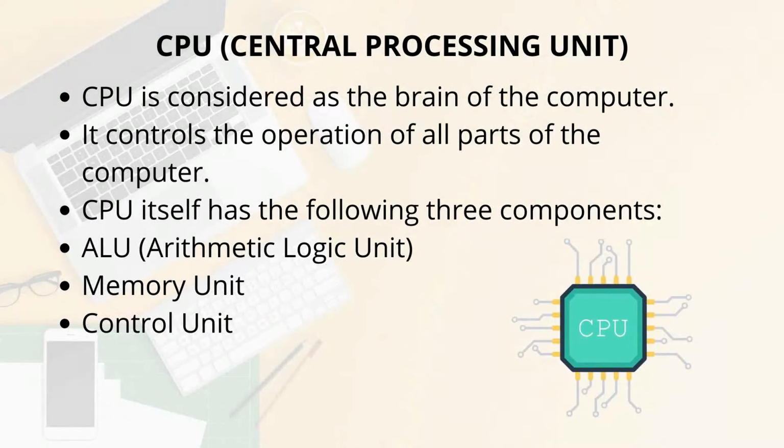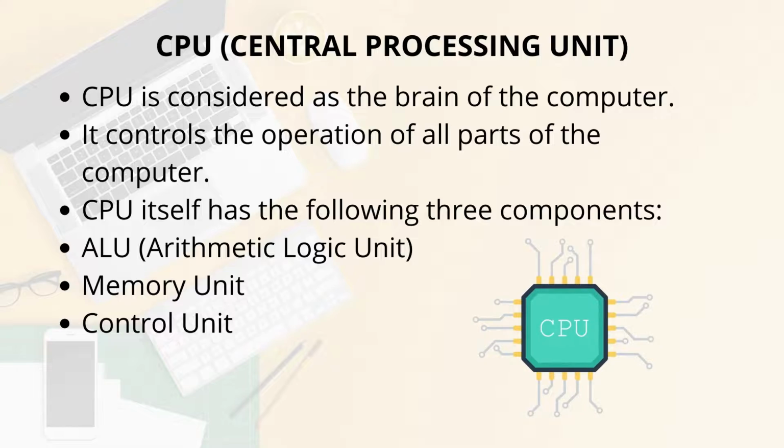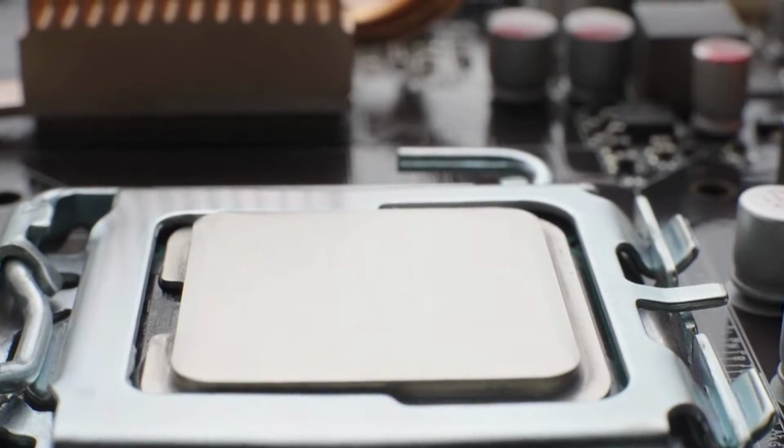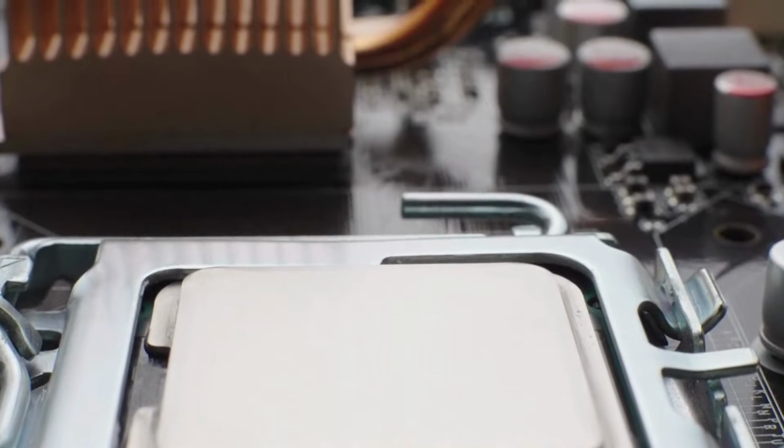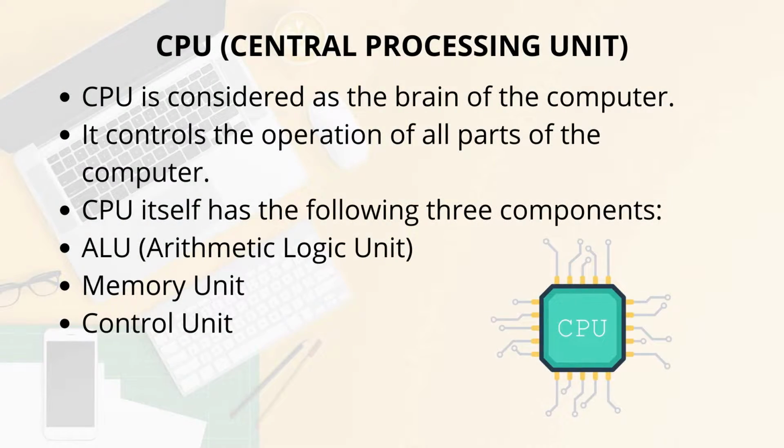CPU, Central Processing Unit. CPU is considered as the brain of the computer. It controls the operation of all parts of the computer. CPU itself has the following 3 components: Arithmetic Logic Unit, Memory Unit, Control Unit.